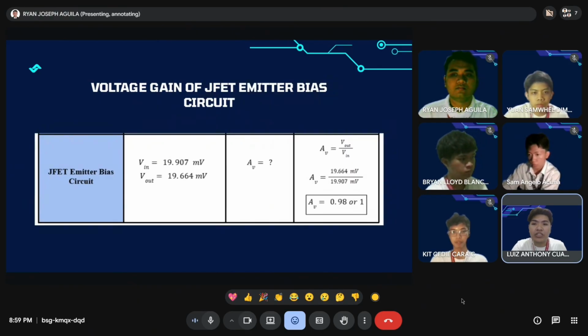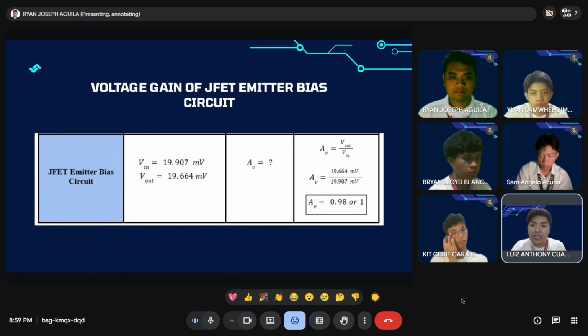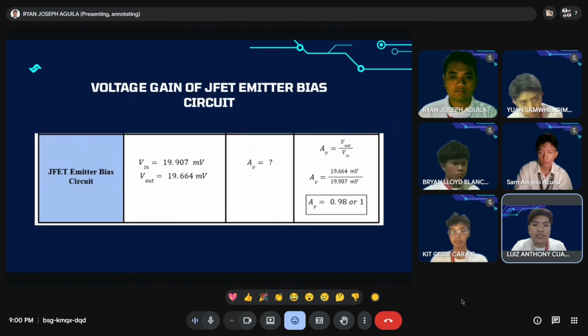And now for the voltage gain of the JFET emitter bias circuit, the given Vin is 19.907 millivolts, and the Vout, or the output voltage, is equal to 19.664 millivolts. Finding the voltage gain, we use the formula Av equals Vout over Vin, wherein we substitute the given, which is 19.664 millivolts over 19.907 millivolts, which results in a voltage gain of 0.98 or 1.